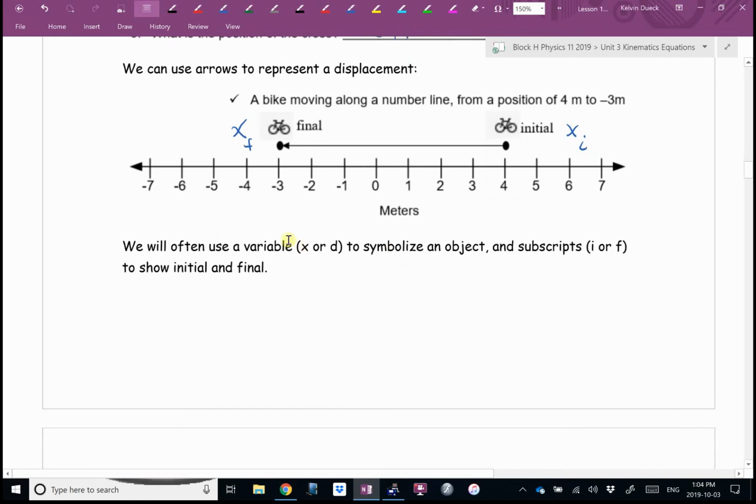So we're often going to use a variable, x or d, to symbolize an object. I could also have used the letter d for the final displacement and the letter d for the initial displacement. I used x just because I noticed it said an x down here. And we'll use subscripts, i or f, to show initial and final. That subscript notation we'll do fairly often. In fact, if you look at your formula sheet, you'll see a lot of the formulas have little subscripts in them. It's a shorthand way to write stuff.